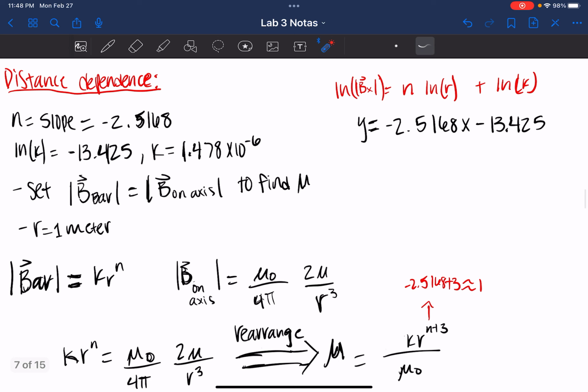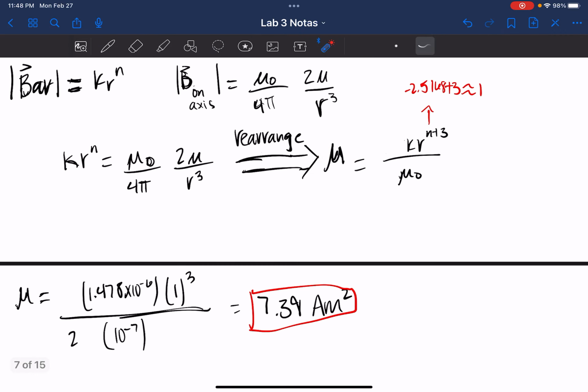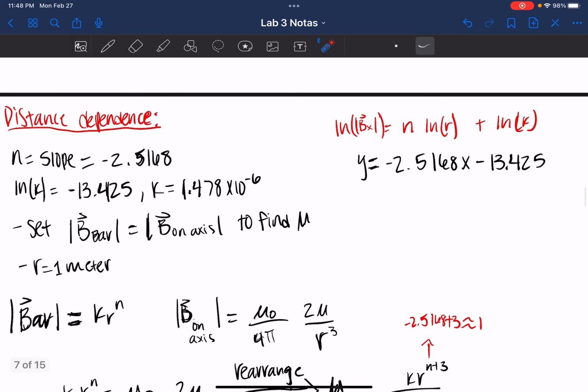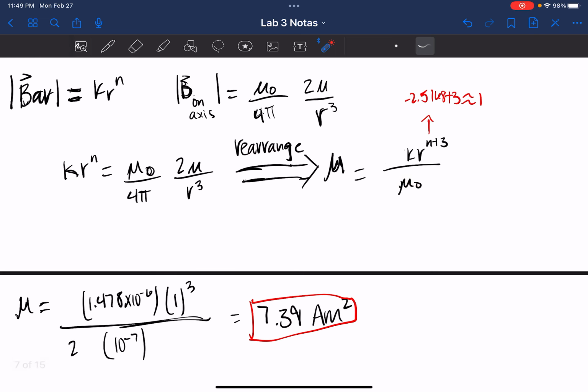We took the distance dependence formula right here and set it equal to this formula and rearranged to solve for mu. And so we got 7.39 amperes squared. And then each of these formulas corresponds to that. As you can see, we took the ln, then took e to that number right here, found that, and then n was this, and we put all those in this formula right here. But this is where that came from.